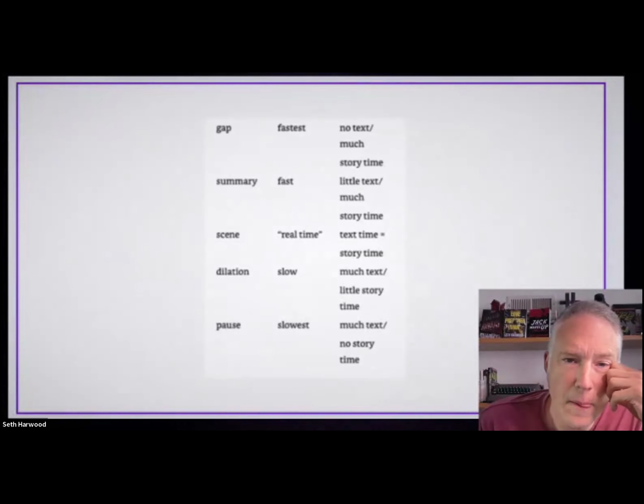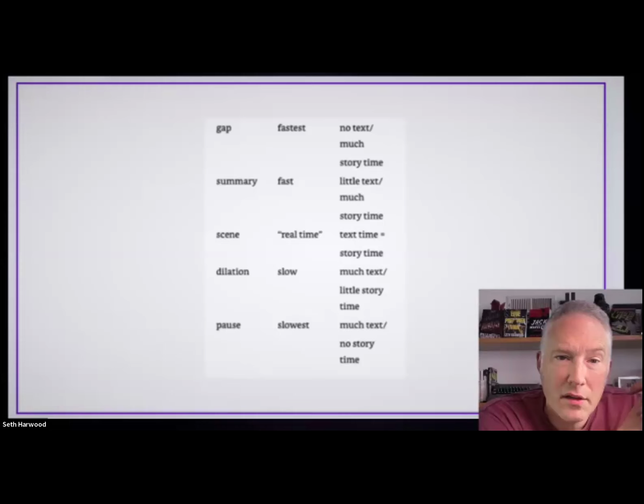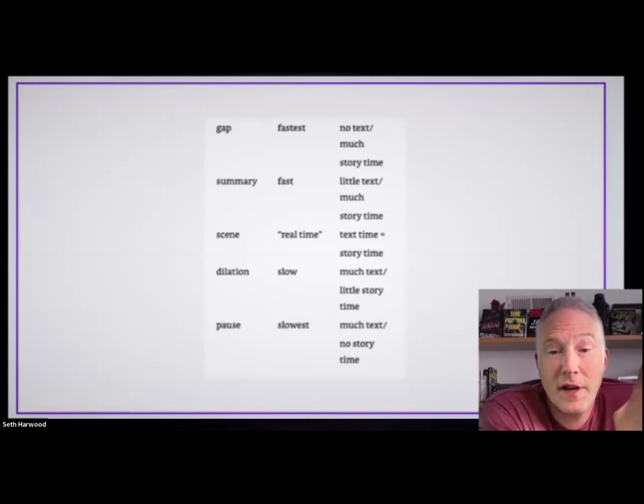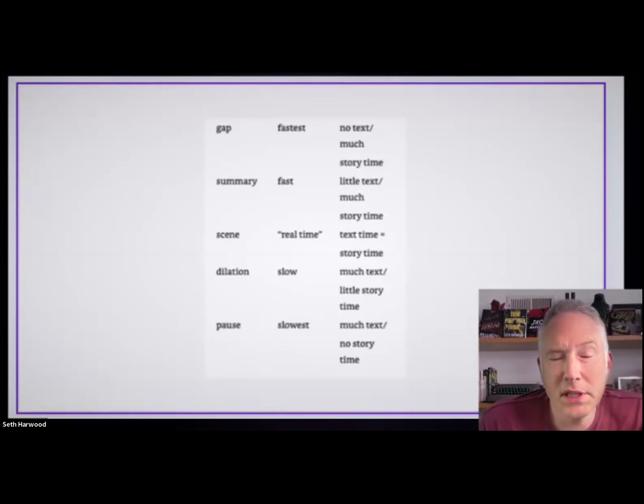And summary would be like, I could say, the very fast version of summary would be like, we started out, we were up 2 runs, and the other team got a bunch of hits and won the game. That's a really fast summary. And I could slow it down a little bit, but it's still going to be sort of where little text is much story time. And then ultimately, the fastest way we can go is gap.